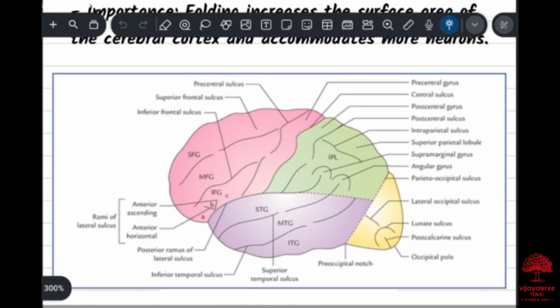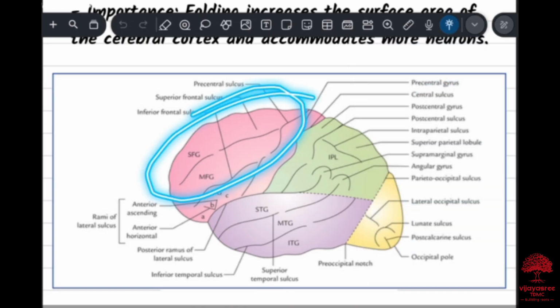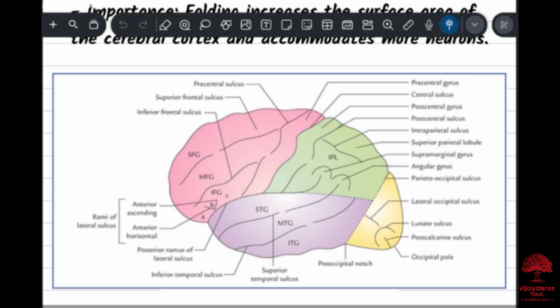This is the superolateral surface of the cerebral hemisphere. The lobes seen here are the frontal lobe, the parietal lobe, the occipital lobe and the temporal lobe. We are going to discuss the important sulci seen here. The most important one is the central sulcus. It separates the frontal and the parietal lobes.